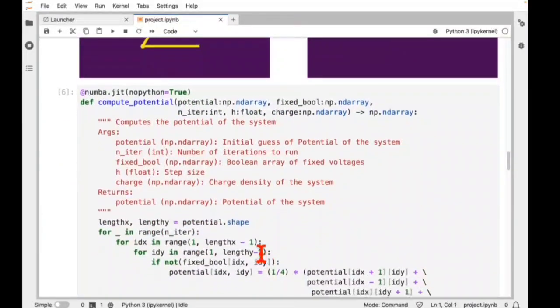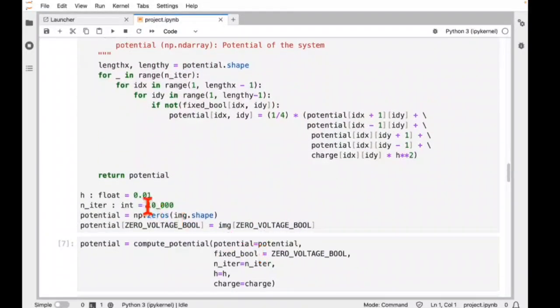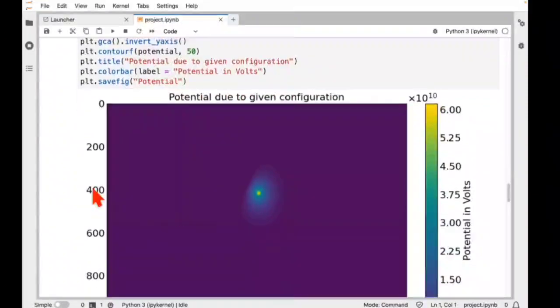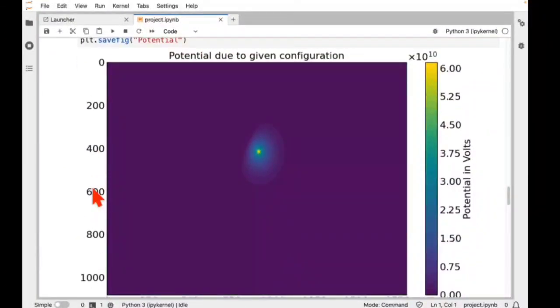We'll compute the potential using the finite difference method. We'll use 10,000 iterations. That means we'll be solving the equation for 10,000 iterations. And then we'll plot. As can be seen, the potential at a particular point is high, and the potential gradually follows almost a Gaussian curve with a peak at a particular point. And the potential gets cut at a particular area where there are plates. So the net potential inside the plates is actually equal to 0.